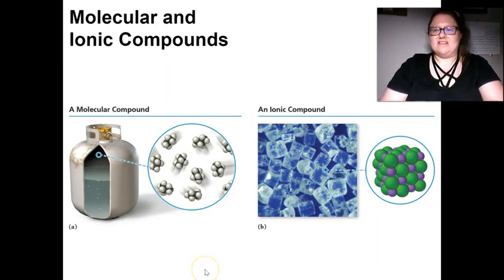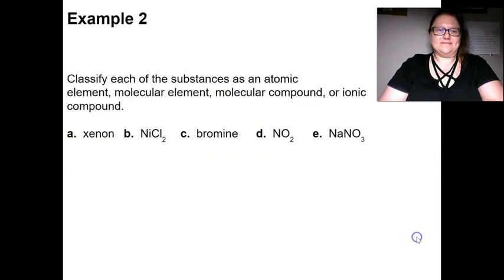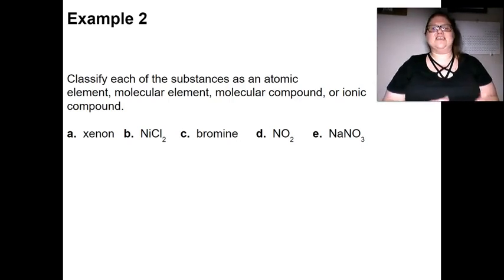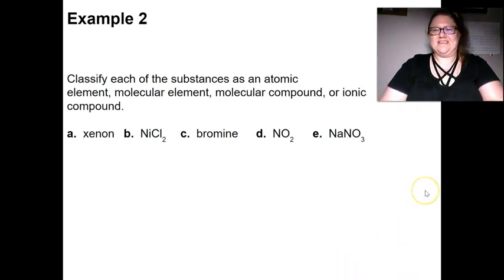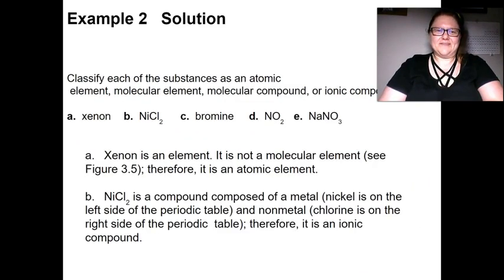So this is a comparison side by side of a molecular or covalent next to an ionic. Here's example 2 in your notes. Classify each of the substances as an atomic element, molecular element, molecular compound, or ionic compound? Okay, this is not multiple choice. They are 5 different questions. All right, so we're going to go through each one. Sorry, it's a bit wordy here.